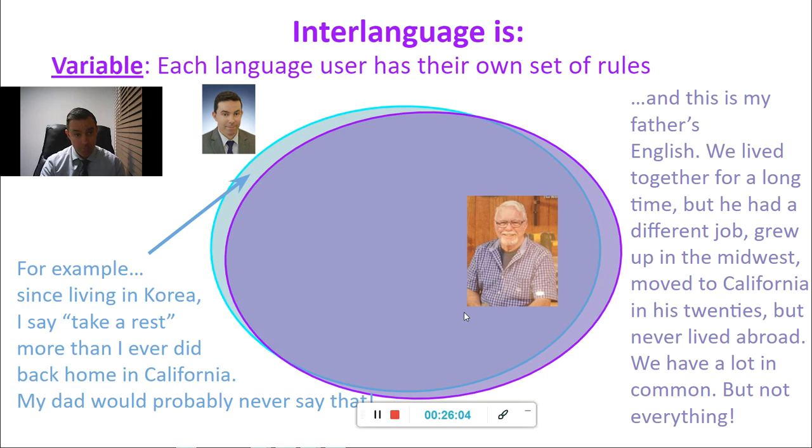For example, W-A-S-H, how do I say it? Say it out loud. I can't hear you. Pronounce it for me. You probably all said something like "wash." I also say "wash." My father says "warsh." Huh? He's got a little R in there. So it's accent, but it's also word choice and idioms and things like this.